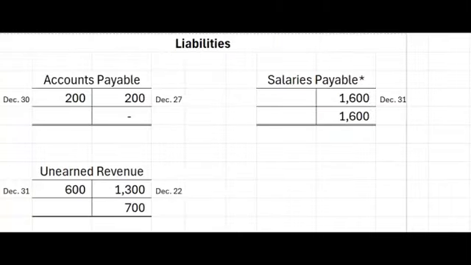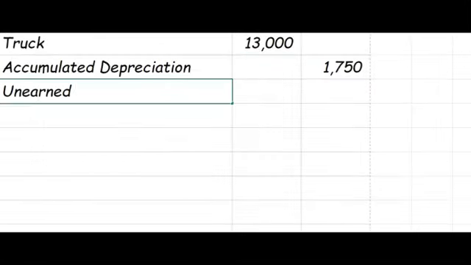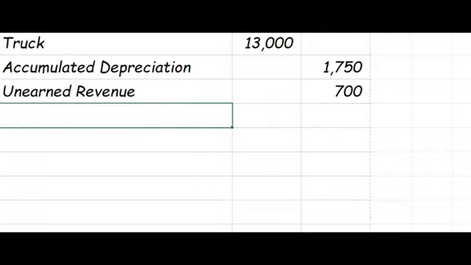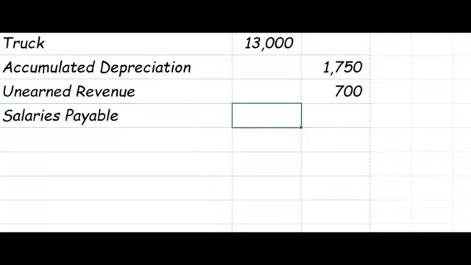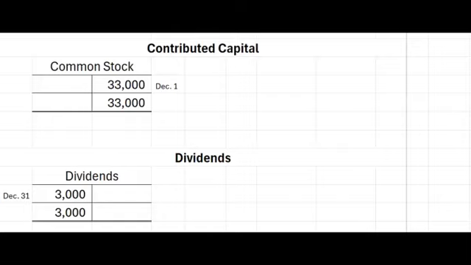Moving on to liabilities, we have unearned revenue and salaries payable with credit balances of $700 and $1,600. Remember, we list credit balances in the right side credit column on our trial balance. Next is common stock with a credit balance of $33,000 and dividends with a debit balance of $3,000.